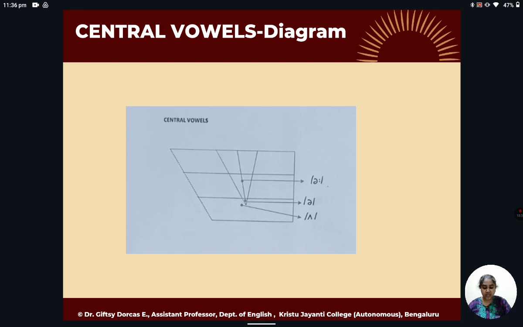This sound is described as a central unrounded vowel between half closed and half open position, and it occurs initially, medially, and finally in the words earn and learn. So this is the long sound, the inverted E with two colons.